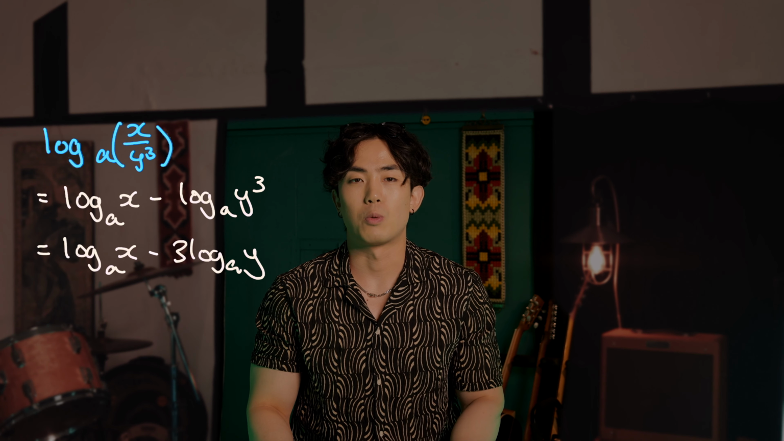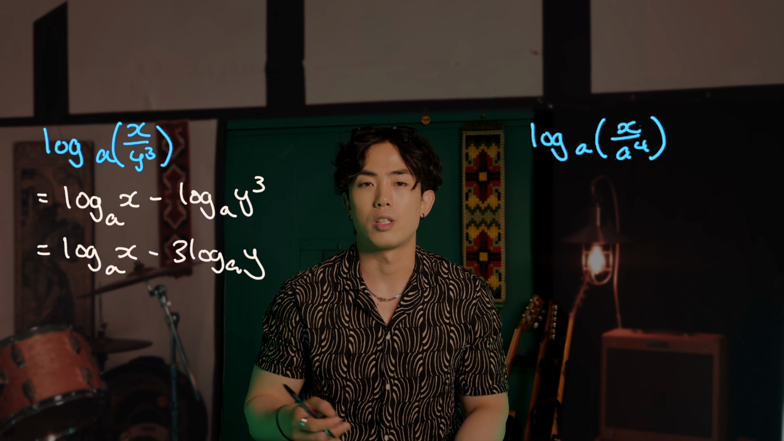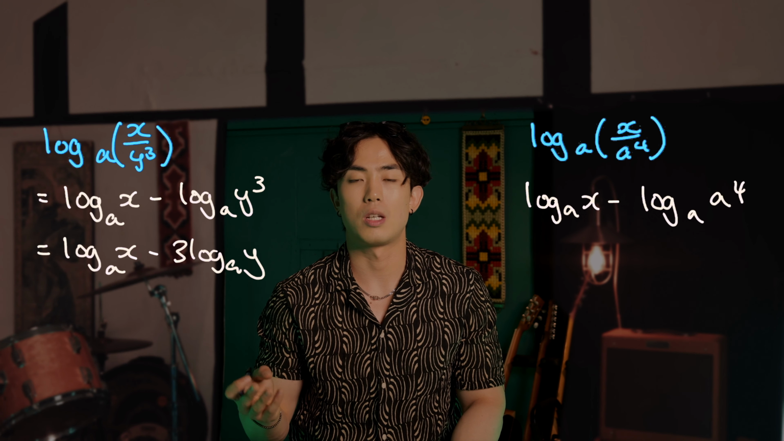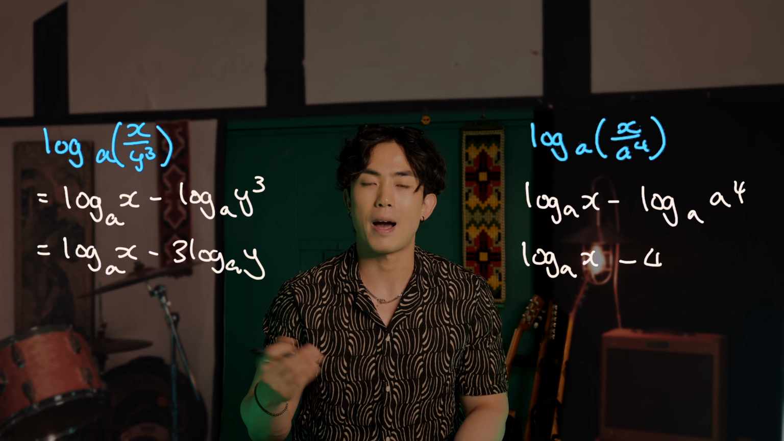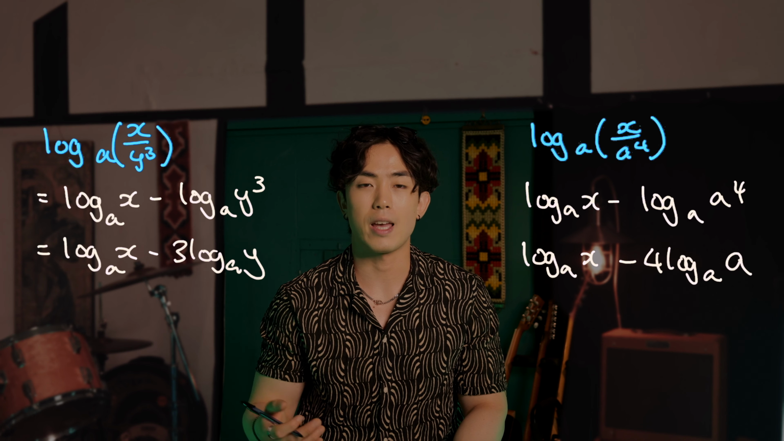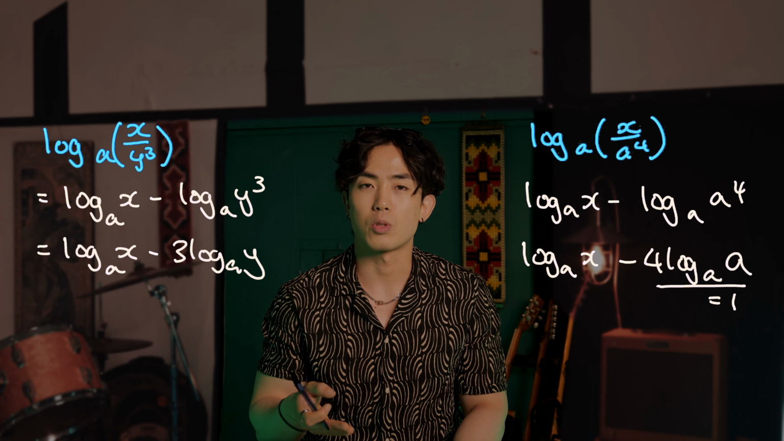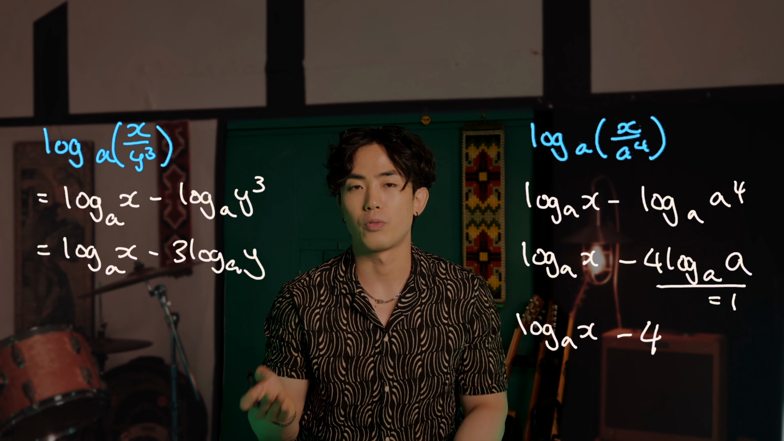I want to try one final one. So let's try this one here. It's dividing, so we should use the division rule. It's going to be log x to the base a minus log a to the power 4 to the base a. Using the power rule for the second term, this is now going to change to minus 4 log a to the base a. And this actually, log a to the base a, cancels out to 1, and we're going to be left with log x to the base a minus 4.